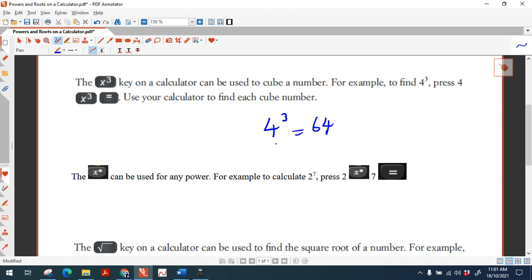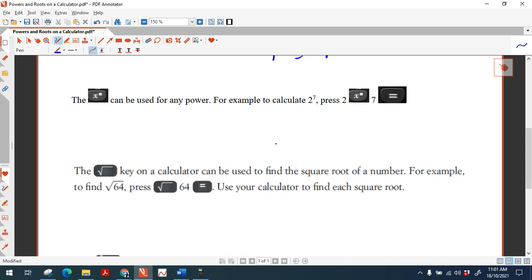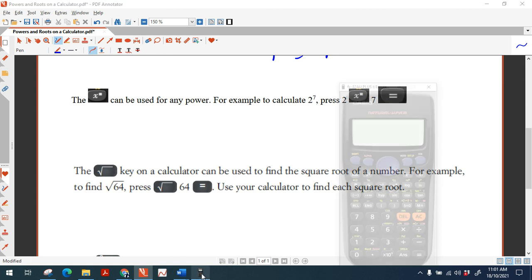Okay. Now, what if you've got a higher power than 2 or 3? Now, we've got a general power button. So, for example, if you want to do 2 to the power 7, you press 2, x to the power button, then 7, and then equals. So let's do that now.